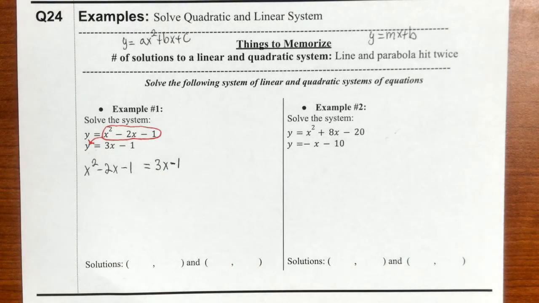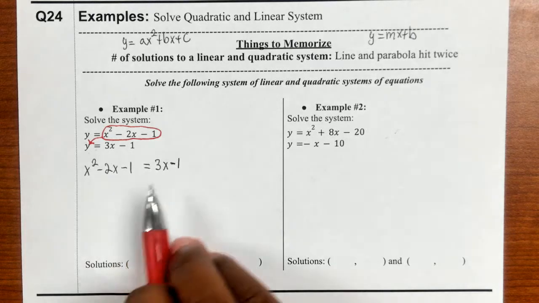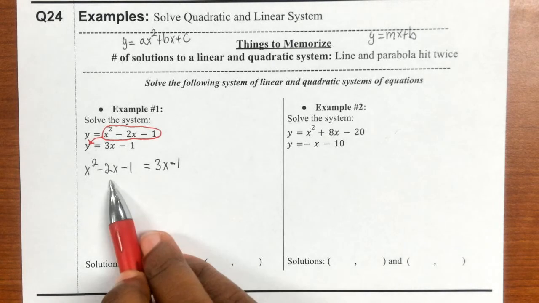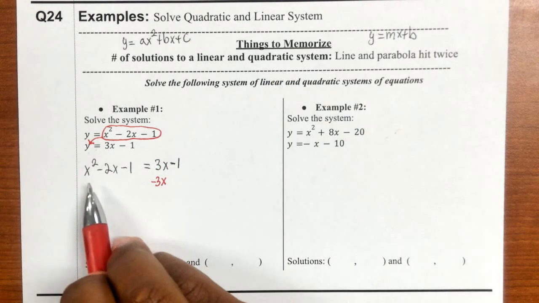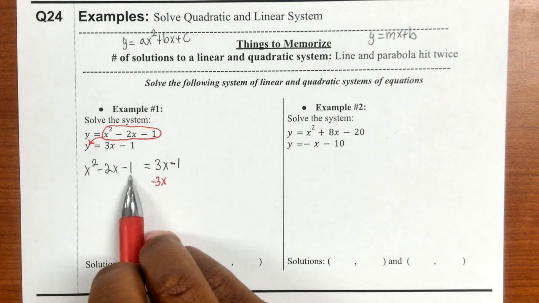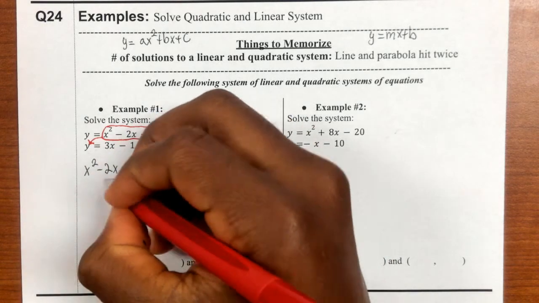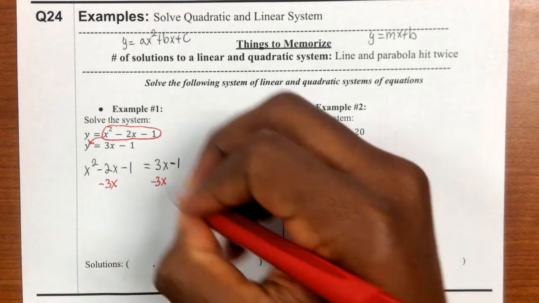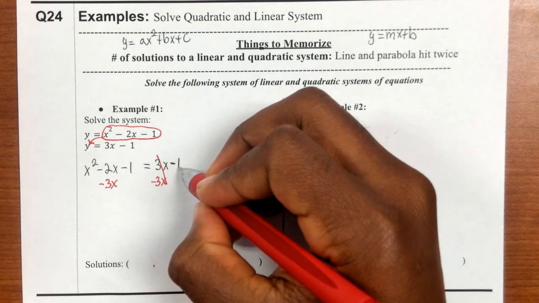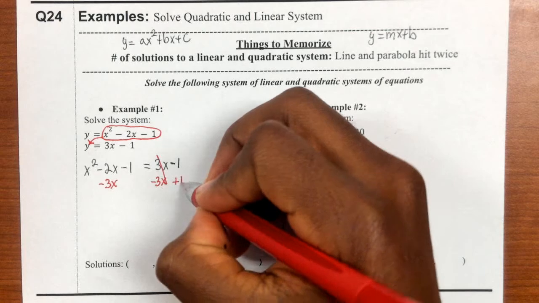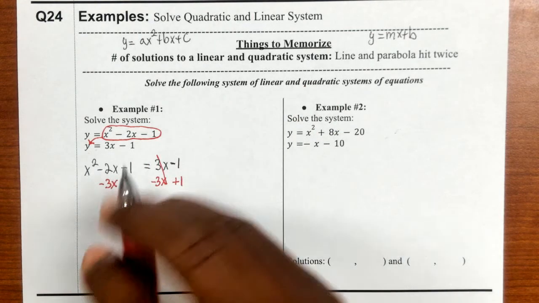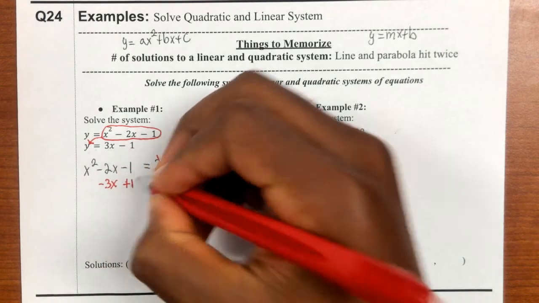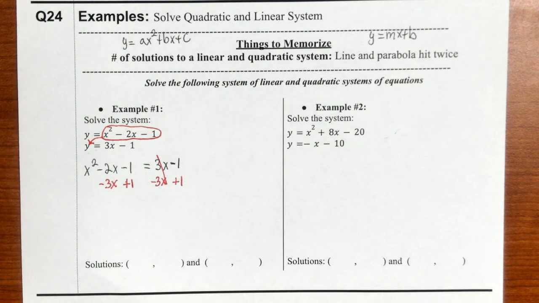Now you're going to move everything to the same side. I'm going to move everything that's on the right to the left side. To do that, I will subtract 3x. Would I subtract 3x from x squared, negative 2x, or negative 1? From the negative 2x, because that's the like term. How do I move a negative 1 to the other side? I would add 1 to both sides. Would I add it to x squared, negative 2x, or negative 1? To the negative 1, because that's the other constant.